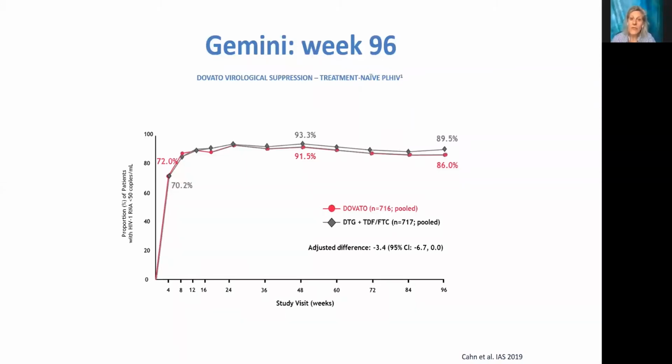This slide shows the data from the GEMINI study, the virological response at week 96 in antiretroviral naive patients who started dolutegravir and lamivudine, or a 3-drug regimen, and showed that the 2-drug regimen is non-inferior to the 3-drug regimens. So what happens in sanctuary sites in people on 2-drug regimens with dolutegravir and lamivudine?